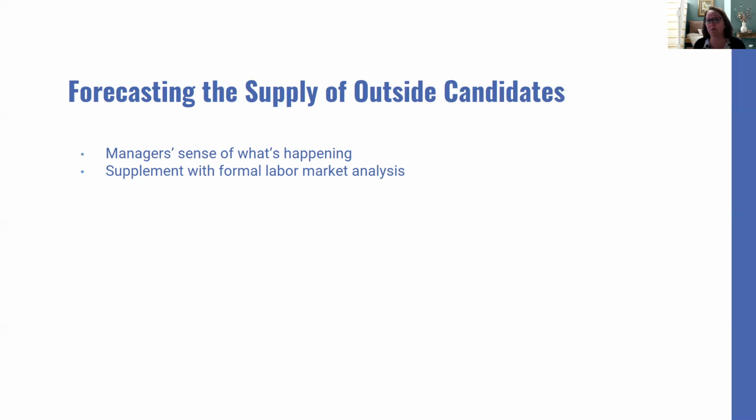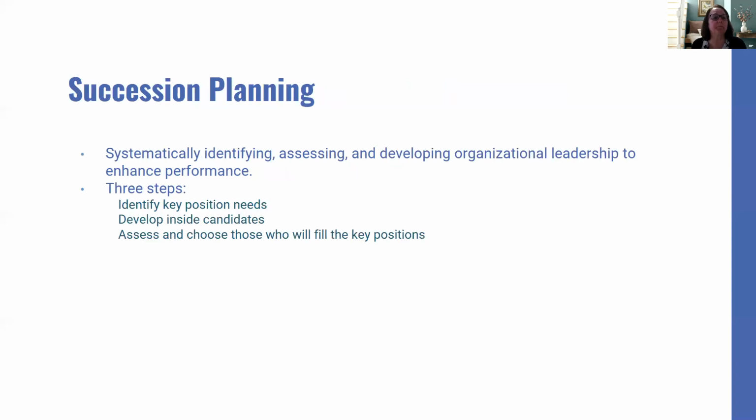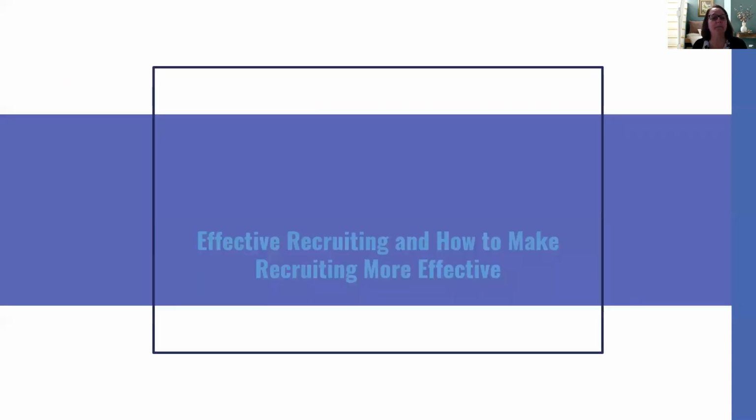But there are other ways of filling, right? So companies want to know what those ways are so that they don't have to hire and fire, and they can have a pool that is ready to go. They want this systematic succession planning. So systematically identifying, assessing, and developing organizational leadership. So they identify key positions that are needed. They develop inside candidates. They choose people to fill those positions, and so on. So then we want to effectively recruit, and then we want to recruit more effectively.